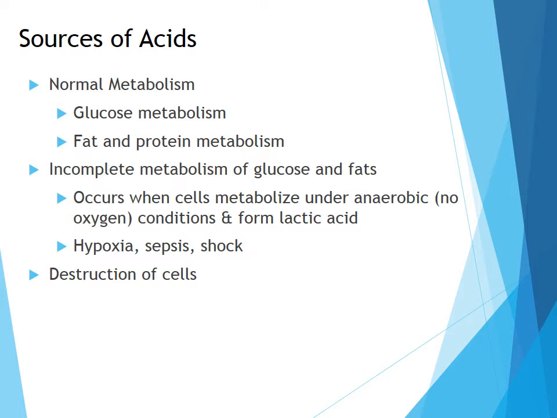The different sources of acids is what we will talk about next. Whenever acids are present in our bodily fluids, free hydrogen ions are dissociated and must be controlled so that our pH can be balanced. So how are they actually controlled? They can be controlled through different mechanisms. Normal metabolism is one of those, and that includes glucose, fat, and protein metabolism. The incomplete metabolism of glucose and fats is another, and that occurs when cells metabolize under anaerobic conditions, where we have no oxygen, and they form lactic acid. Some of those situations would be sepsis, shock, and hypoxic situations.